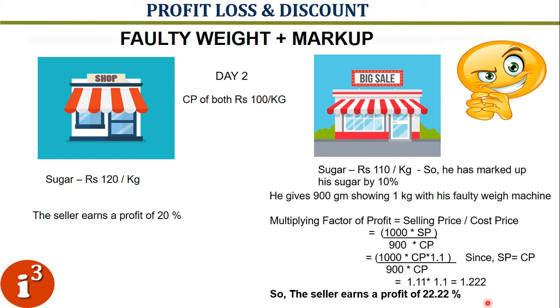So today is the day when Johnson actually made a loss by going to this shop. In the other shop the seller was only making a profit of 20%, but in this shop the seller now makes a profit of 22.22%. So this is the benefit of faulty weight for the shopkeeper. He is selling the sugar at 110 per kg, 10 rupees less than the other shop, but still making more profit by using this faulty weight, giving 900 gram as 1 kg with his faulty weighing machine.